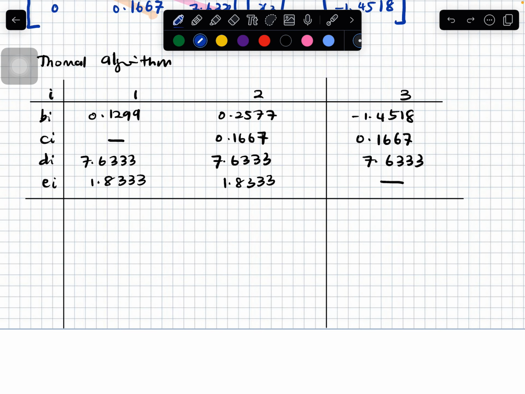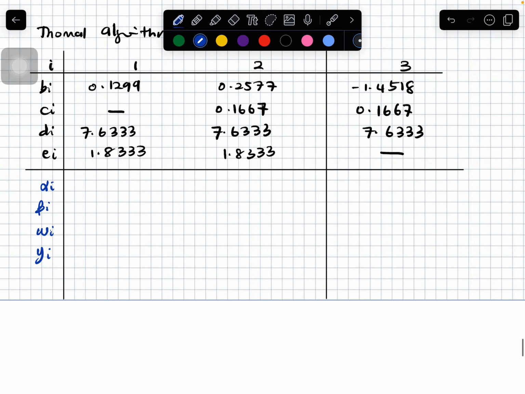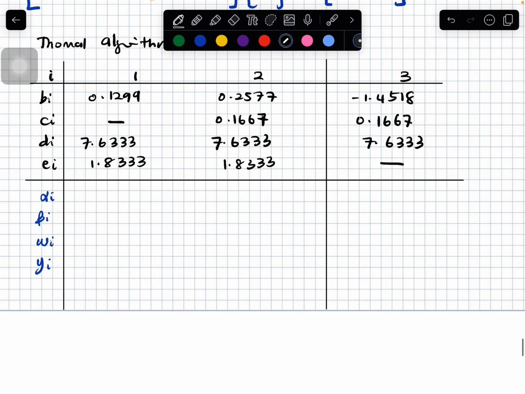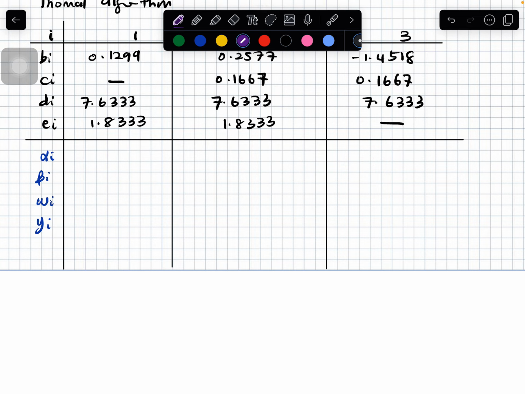Okay, now for the second part in the table, we have to fill all this value. Now, to find the value of alpha, you need to refer to the formula of Thomas algorithm. So you can refer to the math formula book. The alpha is given by this.